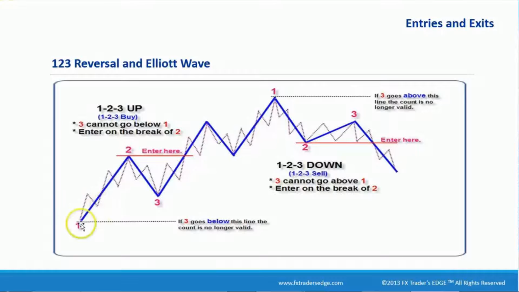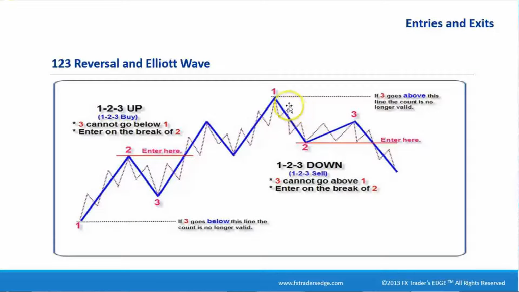If we count the waves, we count waves 1, 2, 3, 4, 5. Again, don't confuse counting waves with the 1, 2, 3 pattern. But once we count 5 waves up, we can then take a look at the 1, 2, 3 reversal moving down. So the 1, 2, 3 sell. Price moves down, we label that point 2. Price moves up, we label that point 3. Point 3 cannot make a new high above point 1, and we enter the sell on a break of 2.